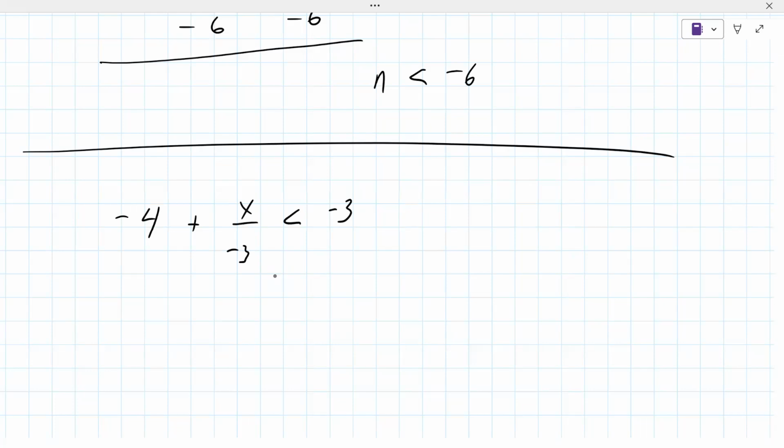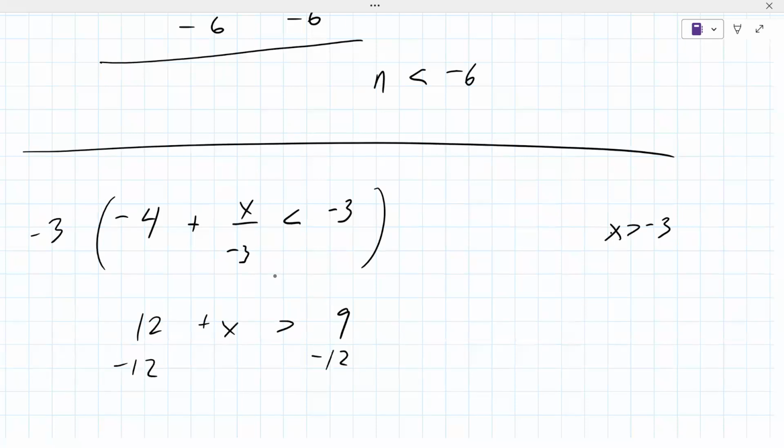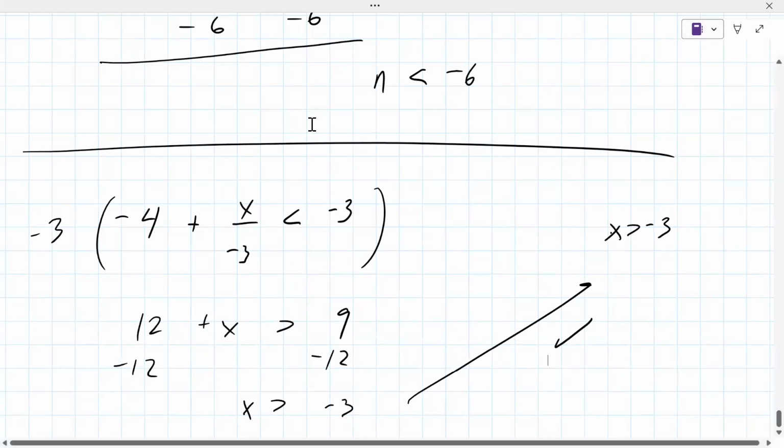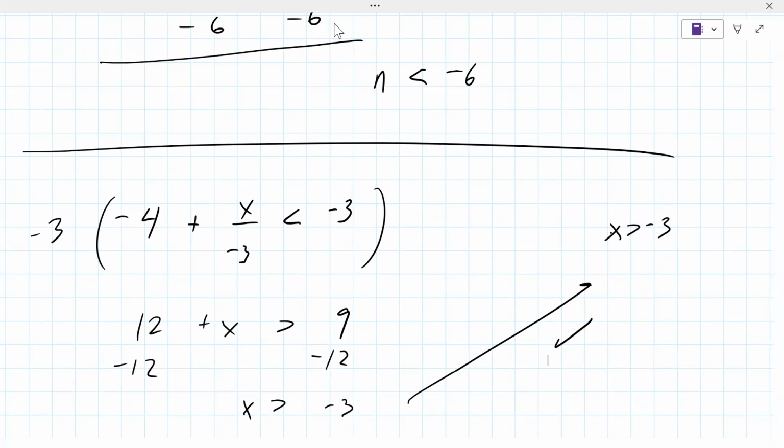X is greater than -3. Right, so if you multiplied everything by -3, you would get 12 plus X greater than 9. And then you subtract 12 from both sides and you get X greater than -3 like you have there. Good. All right, do you want to do one more? Yeah. Okay, let's go.